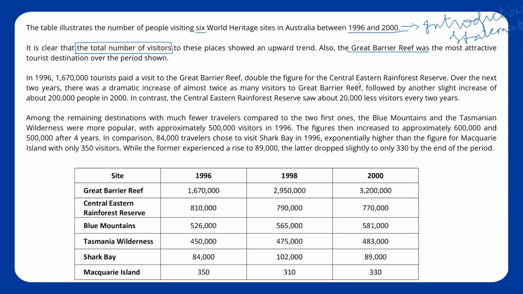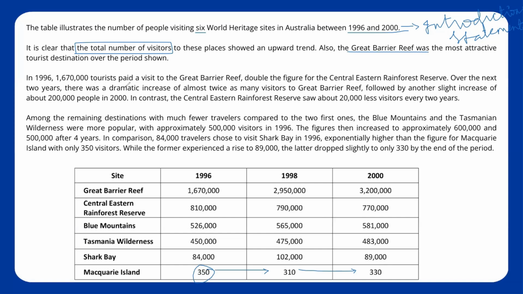The Great Barrier Reef. You can see that there is an increase by the year 2000 related to all the sites, whether it is Great Barrier Reef or Central Eastern Rainforest Reserve or Macquarie Island. Even Macquarie Island has actually at the end showed an increasing trend. Initially it was 350, but then it decreased by 40 and then again increased by 20. So anyway, at the end, it is an increasing trend. This can be seen overall in all the sites, or I would say in all the categories.